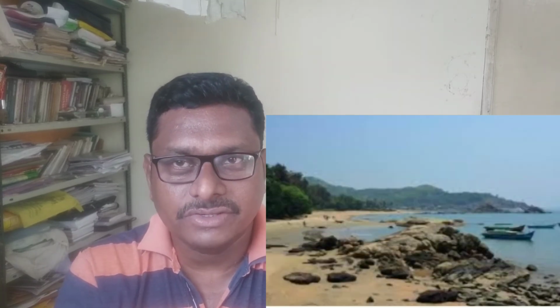For example, the western coastal plain is rocky. The rivers which flow there do not create any delta. They create estuaries, and we may find that the width of the plain is quite low. Whereas the eastern coastal plain is a delta region. The rivers are flowing with low velocity, and all the rivers create deltas. So that is the characteristic of the eastern coastal plain.